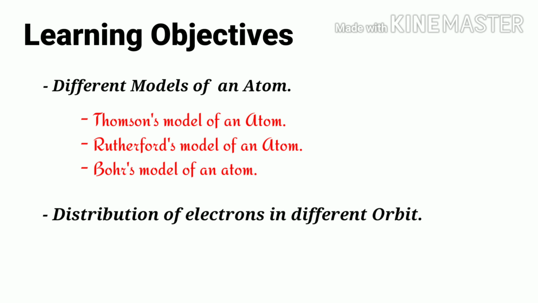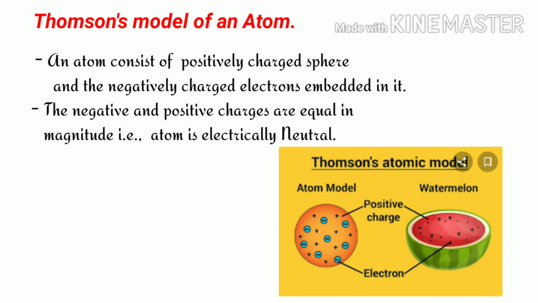So, in this video, we are going to learn different models of an atom put forward by different scientists like Thomson's model of an atom, Rutherford's model of an atom, Bohr's model of an atom, and we will also learn the distribution of electrons in different orbits. So, we will start with Thomson's model of an atom.